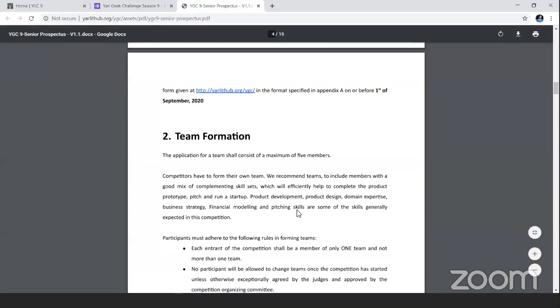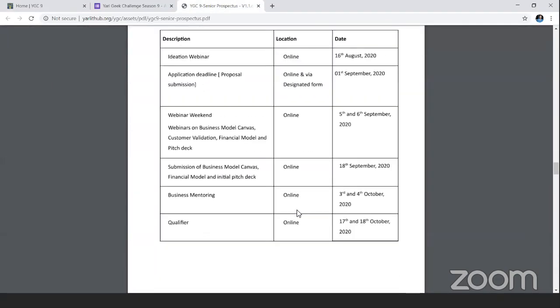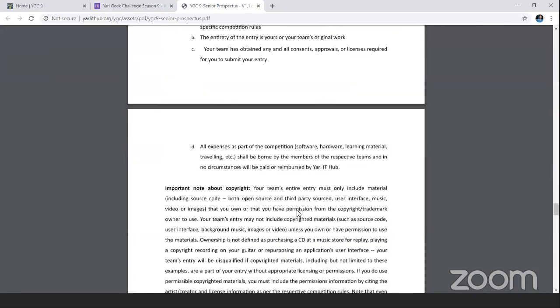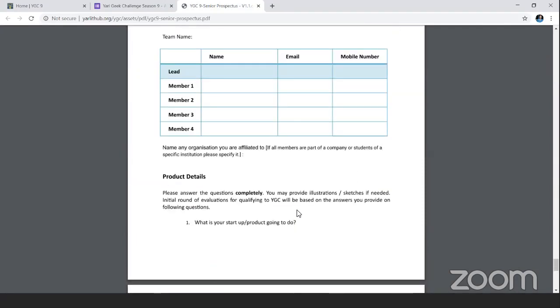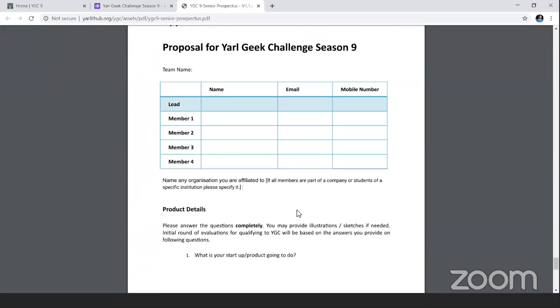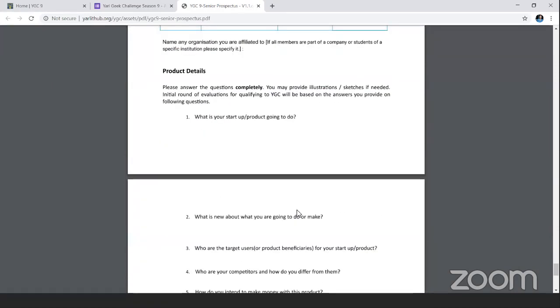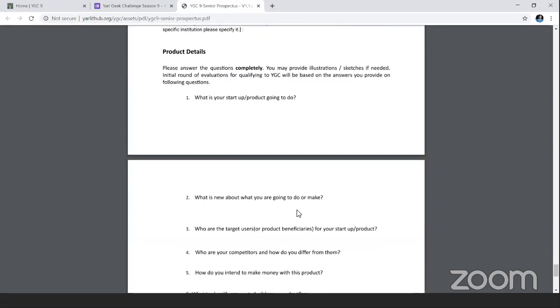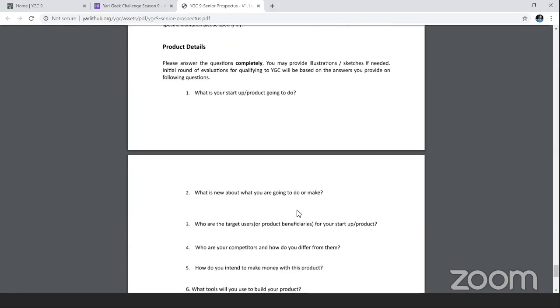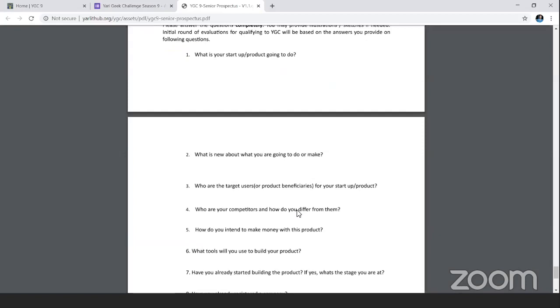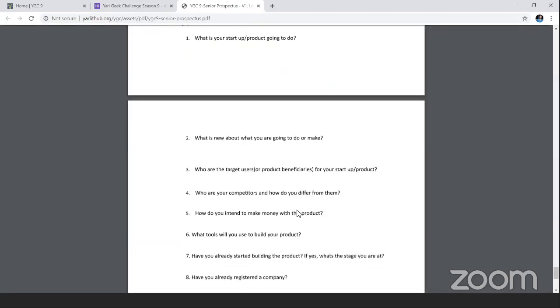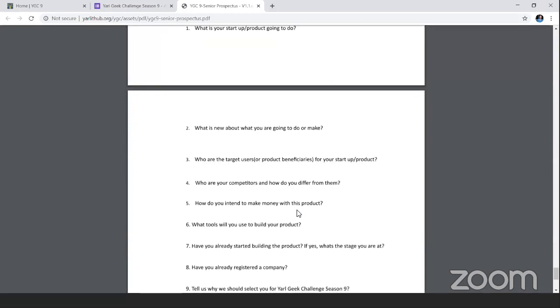When you're applying, you need to notice one thing. There are some questions that have been asked in the prospectus, and you have to ensure that you fill in all of them. Initially you give your team details, and then you give the details about your product. Basically, what is your startup or product going to do? What is the product that you are going to bring to YGC? Then you talk about what is new about the product. Then you talk about the target users: who are you going to sell this product to, who is your target market, who will be your customers?